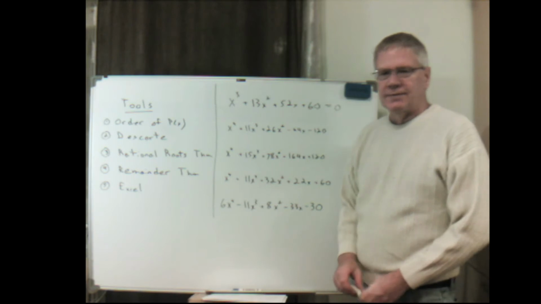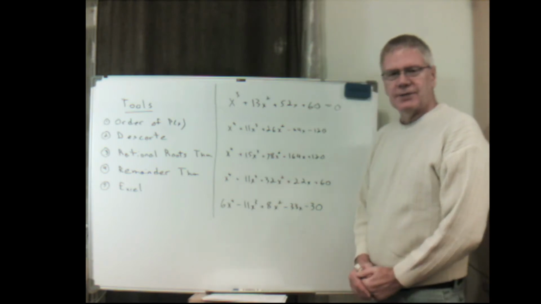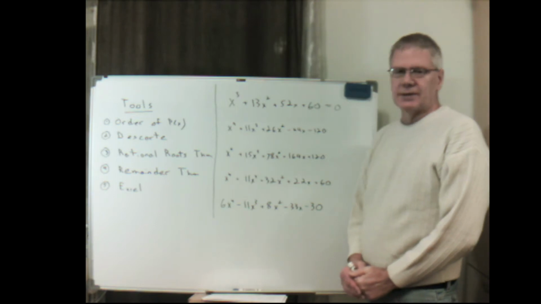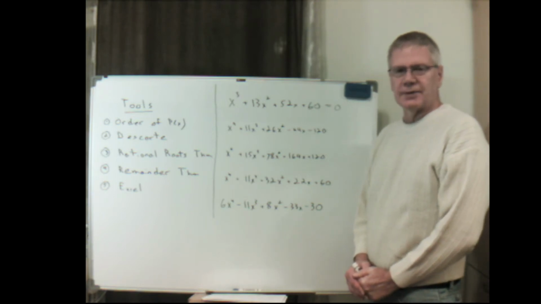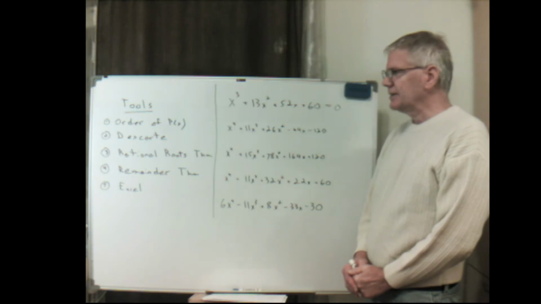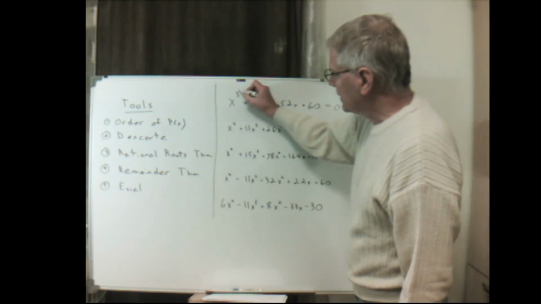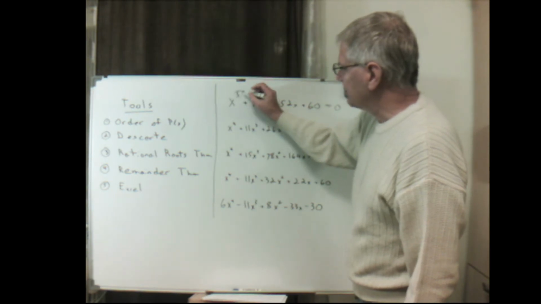So we actually have as many as 5 tools to help us do this, and we can do this with very minimal or even zero division of polynomials. We don't really need to do that in a lot of cases. So the first thing we have is the order of the polynomial. That's the 3 up here.